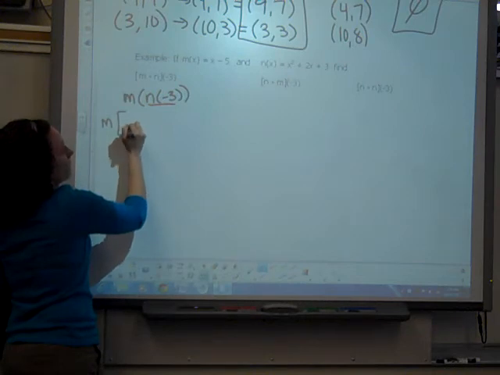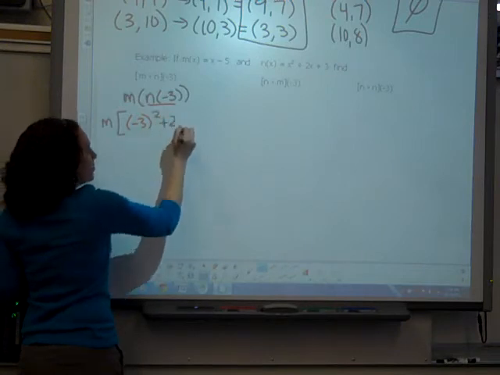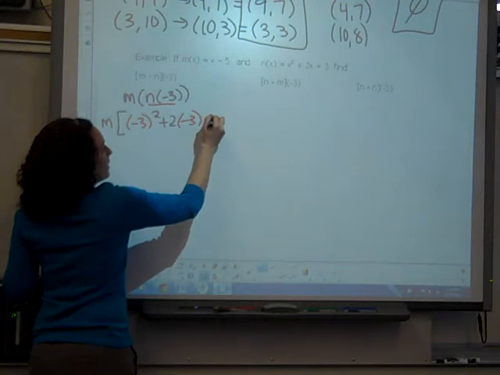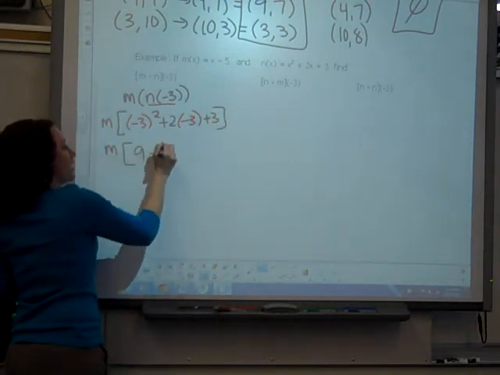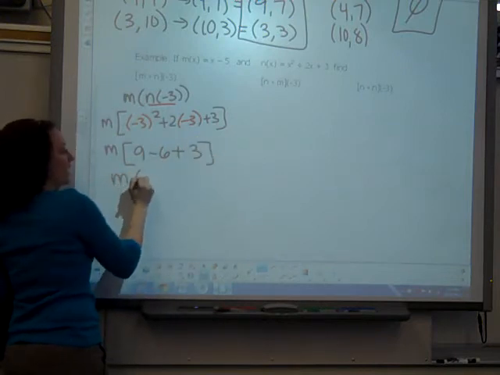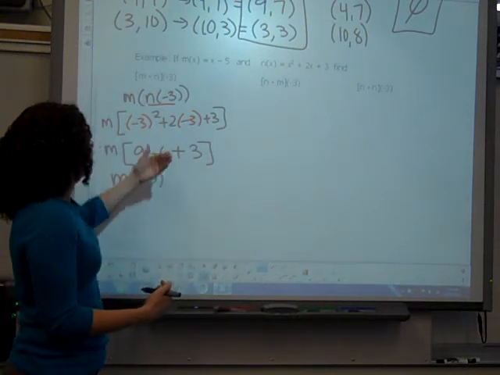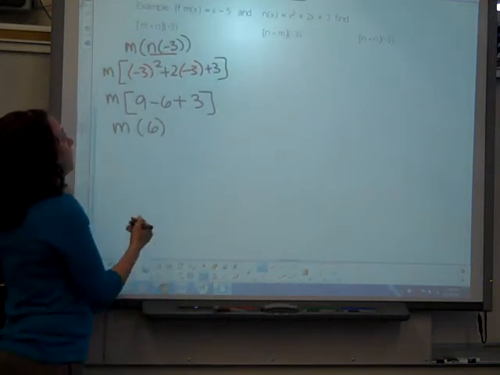So if I do that, I'm going to have -3 squared plus 2 times -3 plus 3. So m of 9 minus 6 plus 3. So really what I'm going to end up finding is m of 9 minus 6 is 3 plus 3 is 6. So now we're going to find m of 6. We just take our steps. So we started at -3. Our connecting flight is 6. Let's see where we end up.